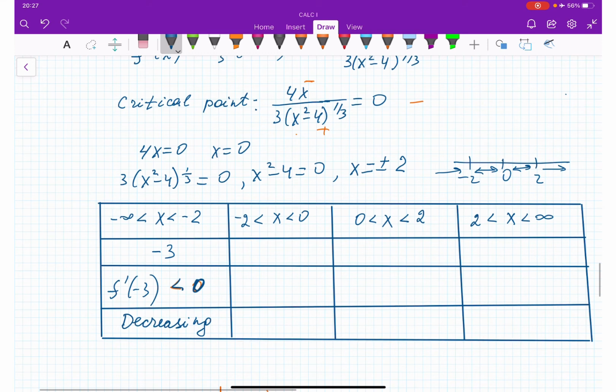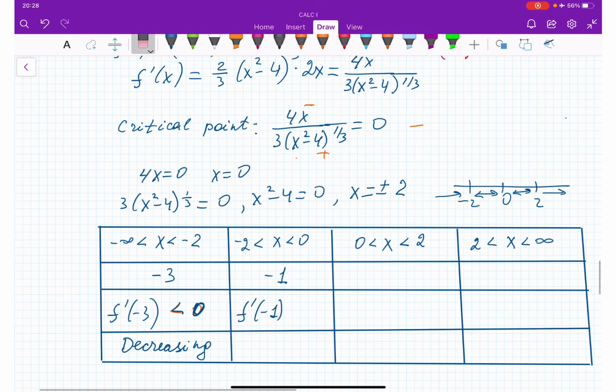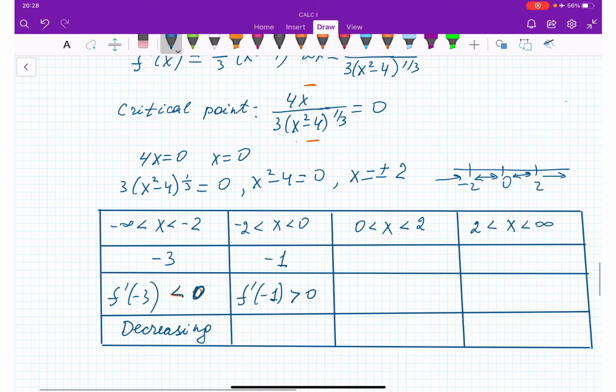Next, between negative 2 and 0, let's take x equal to negative 1. So what's going to happen for negative 1? Let me plug it in. If I plug in negative 1 here, this is going to be negative, right? So this one is going to be also negative because it's going to be 1, right? For any number between negative 2 and 0, x squared is going to be less than 4, which ends up with negative. The result is going to be positive. So f prime is going to be greater than 0, and in this part it's increasing.